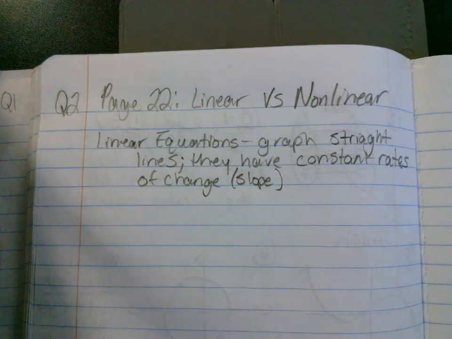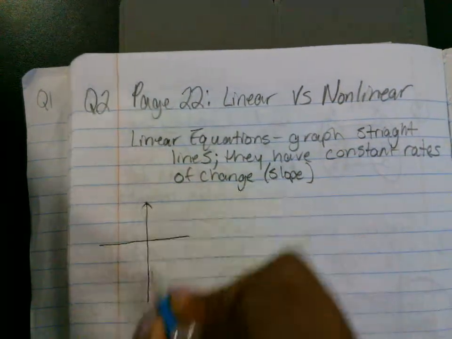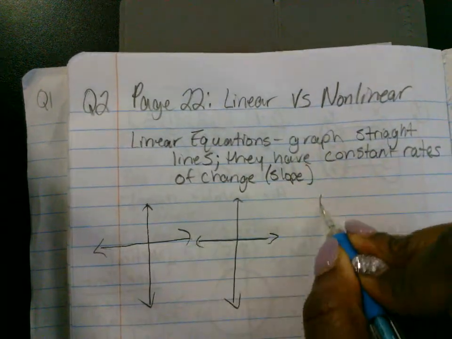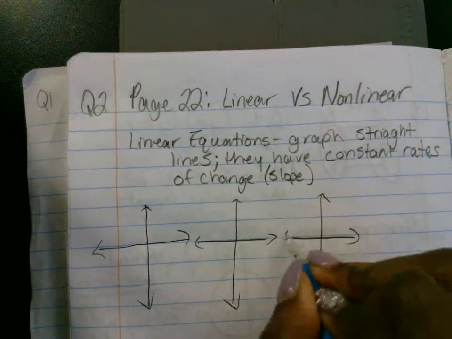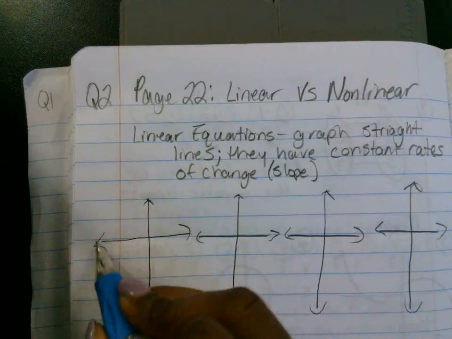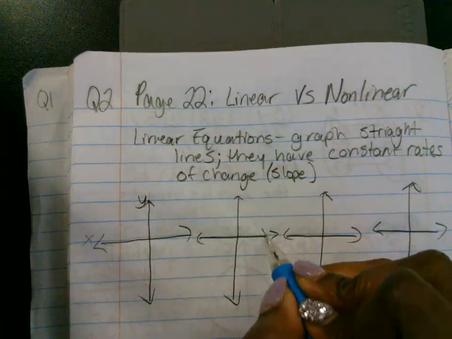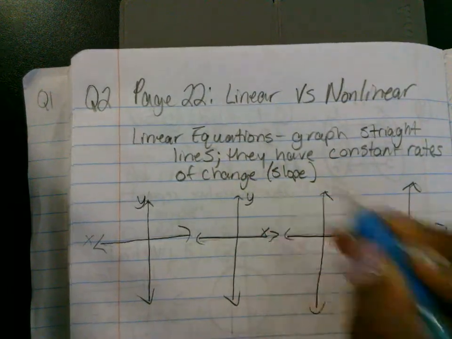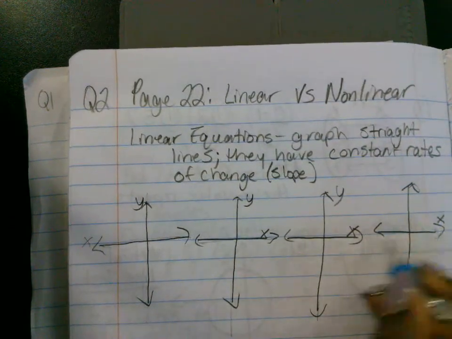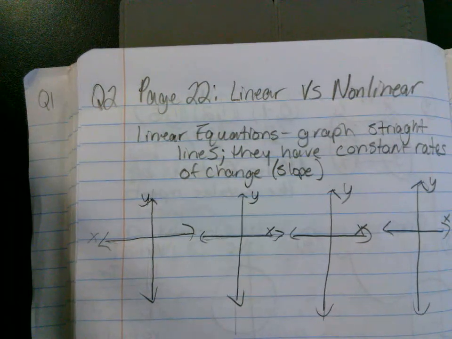Miss Reyes, what does that look like? It looks like this, okay? We're going to do 4 little graphs: 1, 2, 3, 4. We're going to do 4 examples. The x-axis goes from left to right, the horizontal number line. The y-axis goes up and down, the vertical number line. We're going to do 4 different examples of a linear equation.